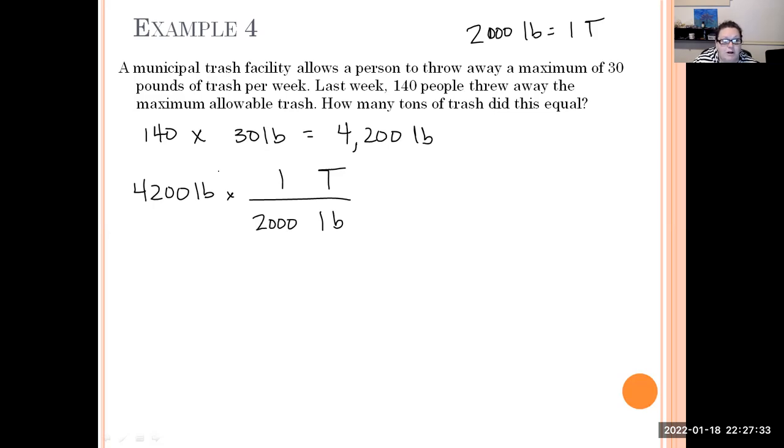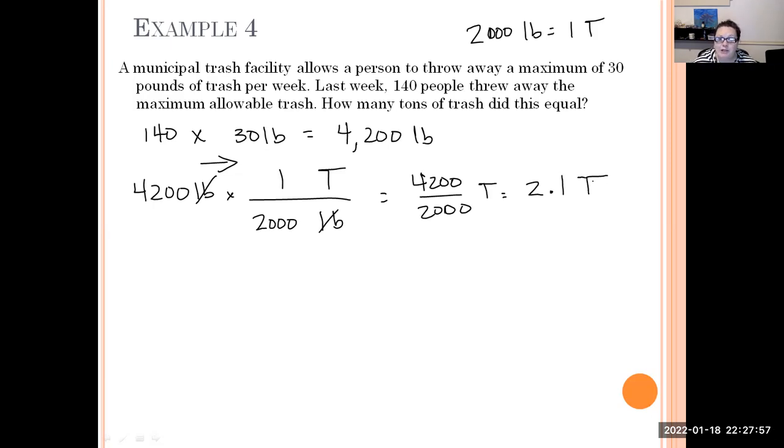Multiplying straight across, pounds are gone. 4,200 times 1 is 4,200 divided by 2,000. And this is tons. Whip out the calculator. 4,200 divided by 2,000 is 2.1 tons. All right. All we have to do now is write our sentence.